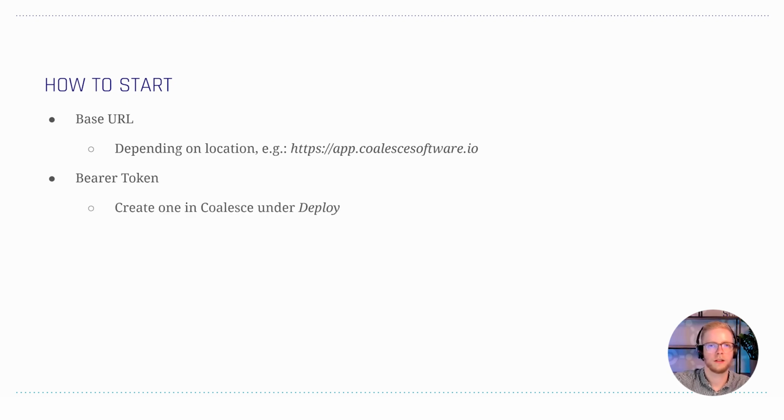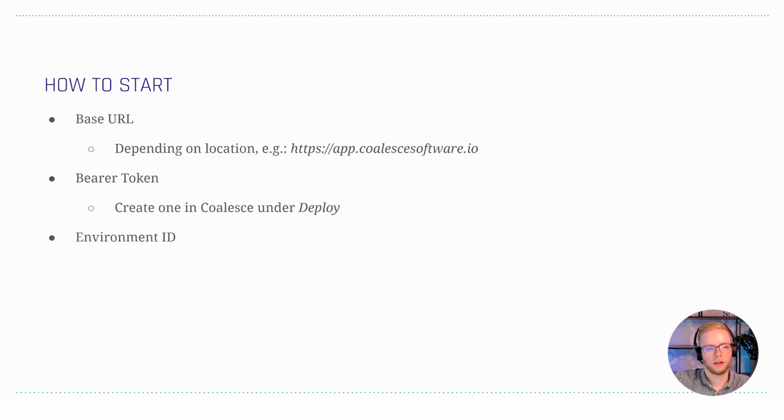Then you need a bearer token, I never know how to pronounce it. That's basically the only connection to your project or to your account. And you can easily create that in Coalesce. There's a deploy tab I'm going to show you in a second. And there you just get a key or a token, and that you can use in your API authentication.